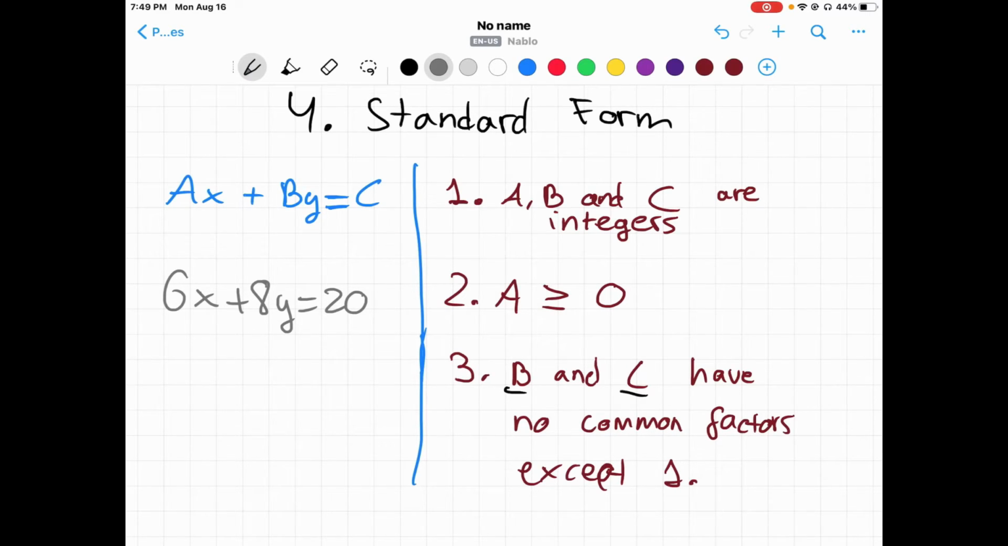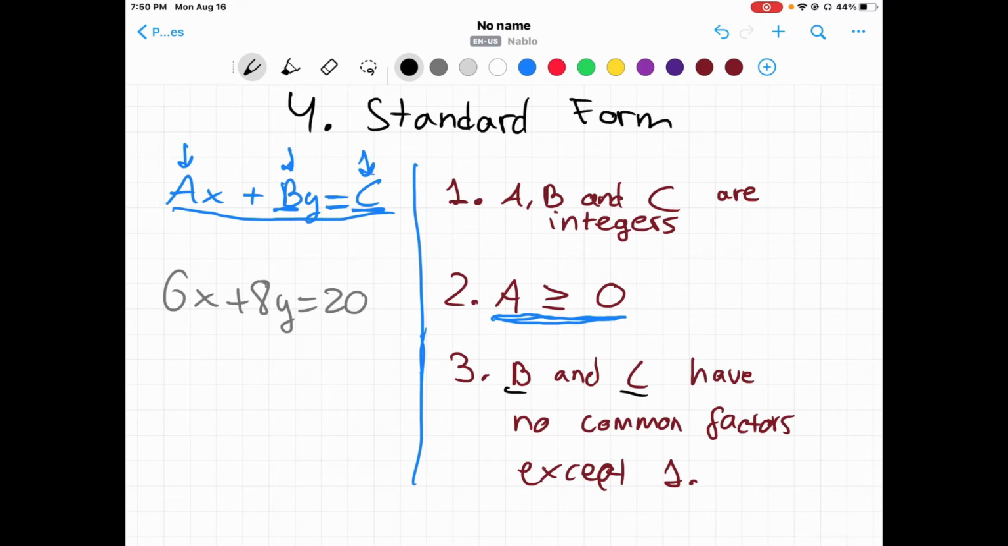Now the last form we're going to take a look at is standard form. The formula for standard form is ax plus by equals c, and as you can see, there are 3 rules that we have to follow when writing an equation in standard form. Number one is that A, B, and C all have to be integers. A is a non-negative number, so greater than or equal to 0, and B and C have no common factors except 1.